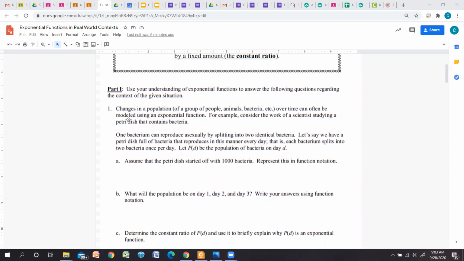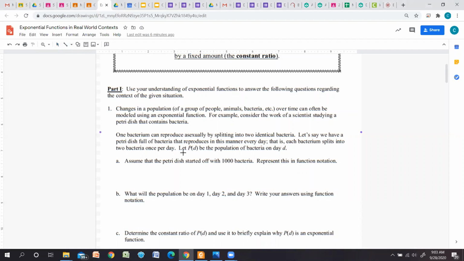We discussed this in class, but basically it says in this first paragraph, scientists are studying bacteria and the population grows at an exponential rate. So we use an exponential function. It says one bacterium can reproduce asexually by splitting into two identical bacteria. Let's say we have a petri dish full of bacteria that reproduces in this manner every day. That is, each bacterium splits into two bacteria once per day. Let P of D be the population of bacteria on day D.